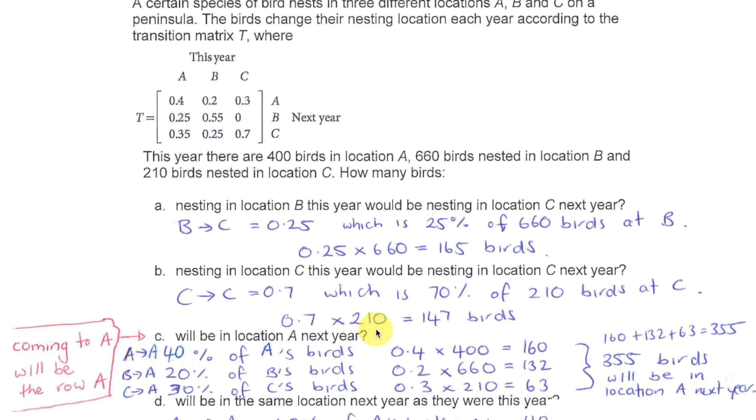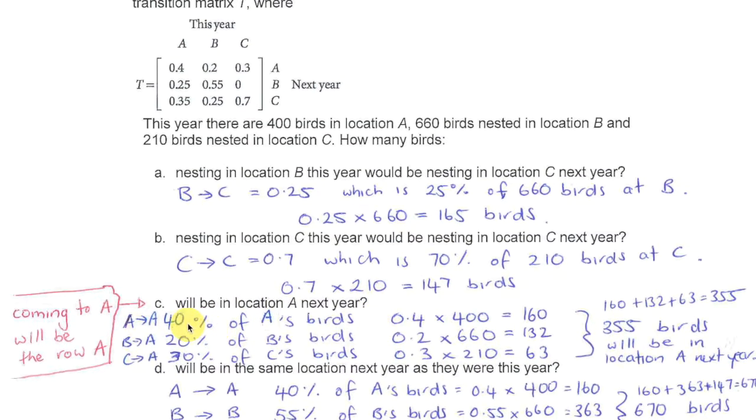And the next question is, how many birds will be in location A next year? So they are actually in A. So 40% of the A population will go to A, 20% of the B population will go to A, and 30% of the C population will go to A. So this is going from these various locations to A. So 40% from A to A, 20% of B go to A, and 30% of C go to A.